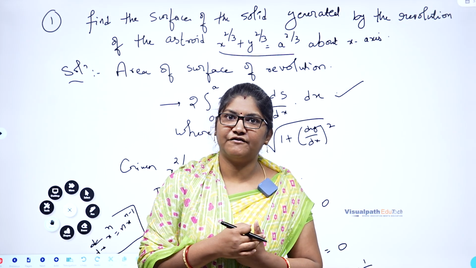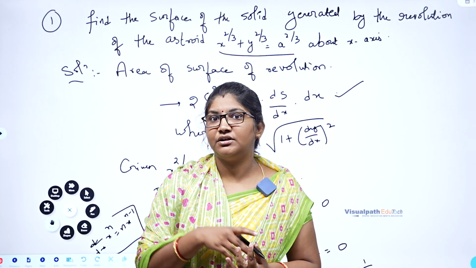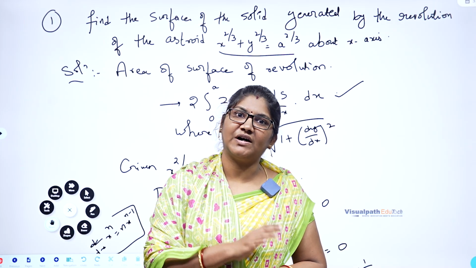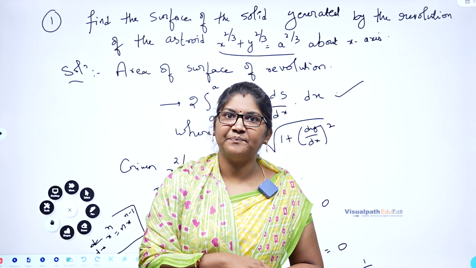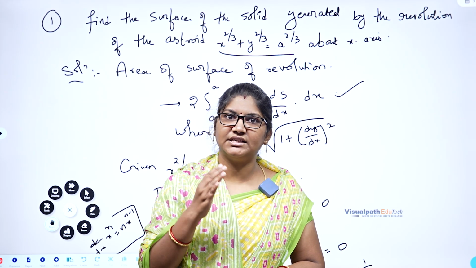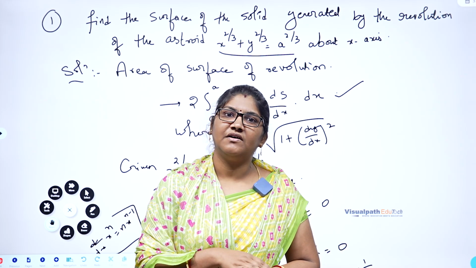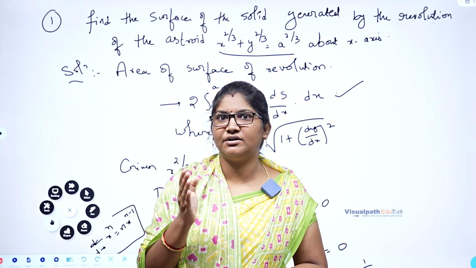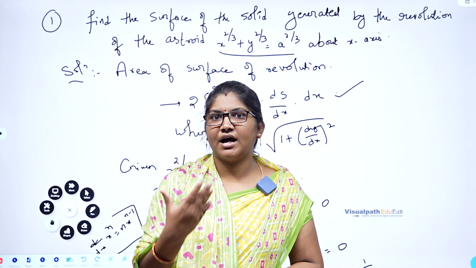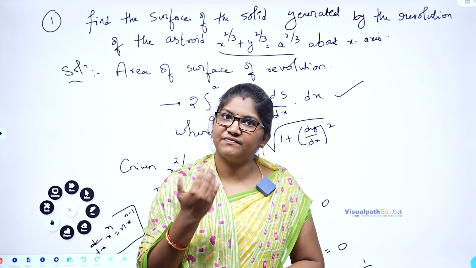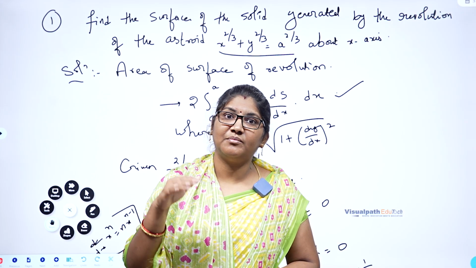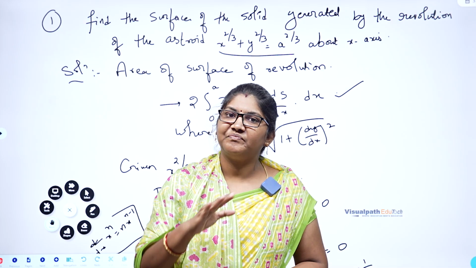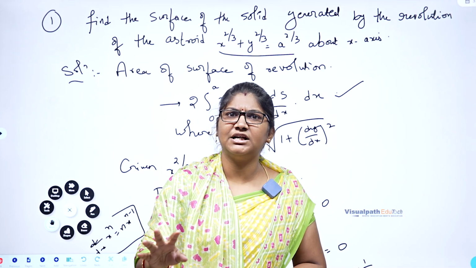Only volumes is different. For volumes you have two formulas, one for x-axis and another for y-axis. For x-axis, integral a to b pi y square dx. For y-axis, integral a to b pi x square dy. So you have two formulas for volumes, three formulas for length, three formulas for areas. But all formulas are similar here.